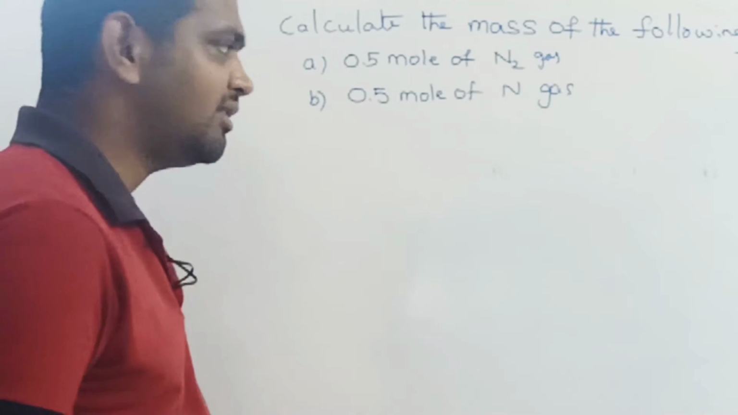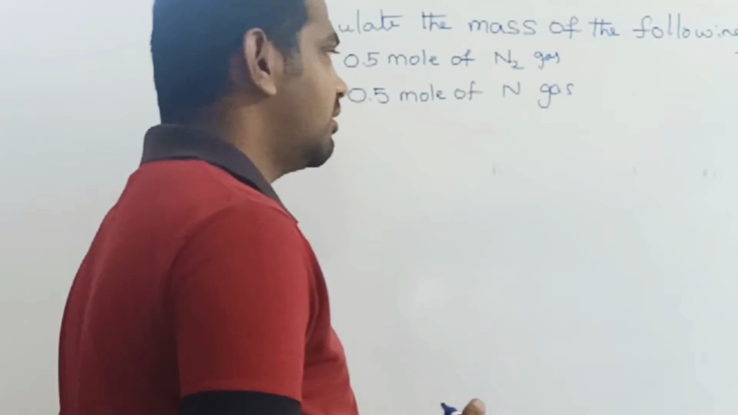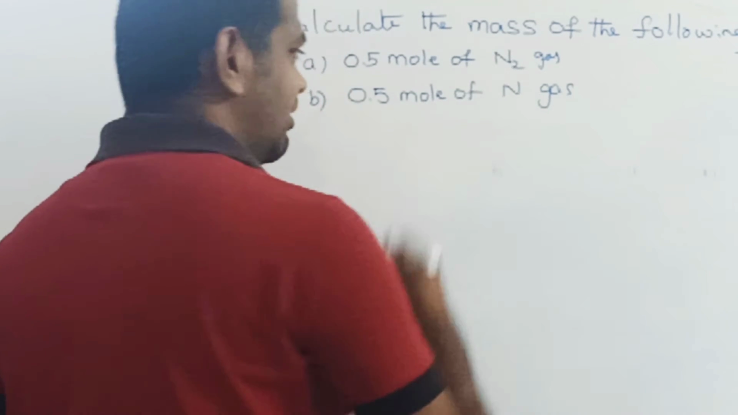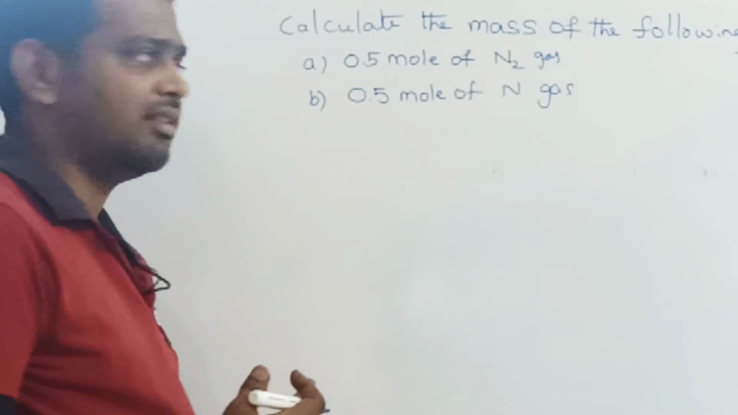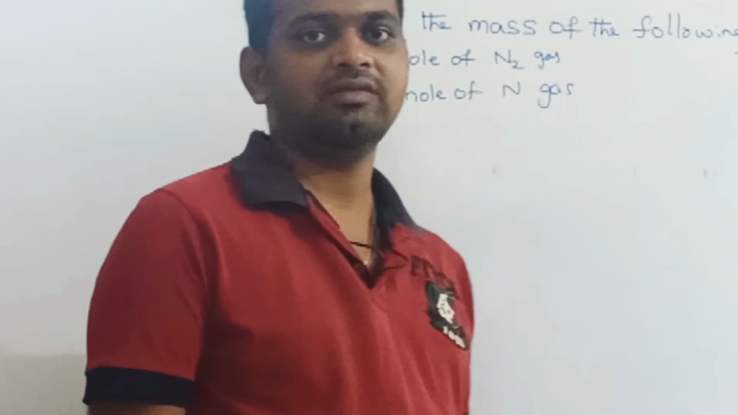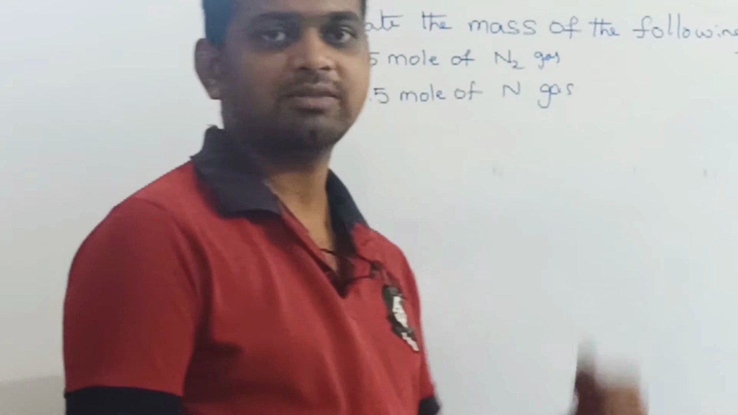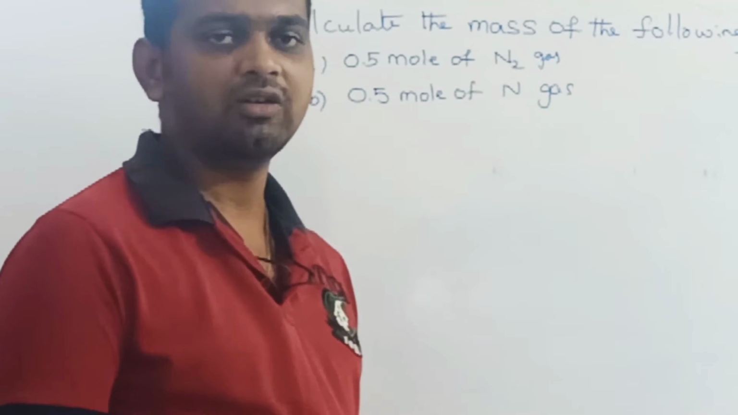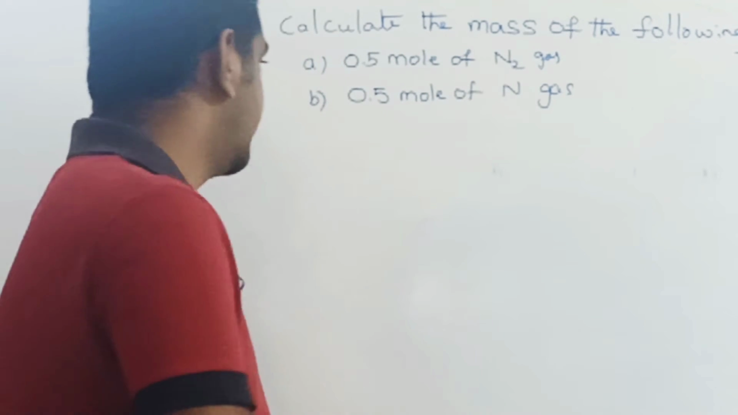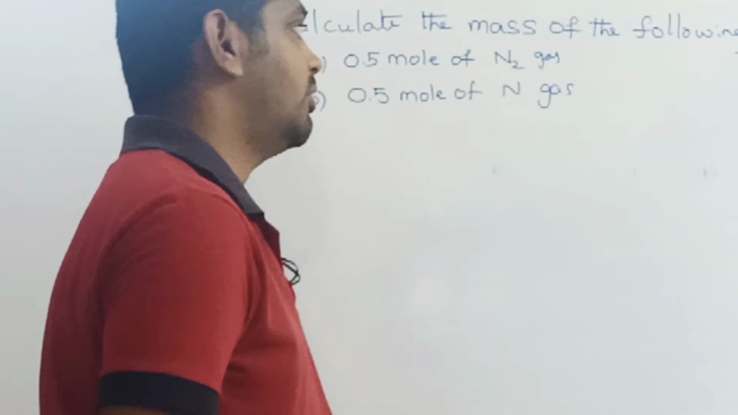To calculate this, you can use the formula method or the direct method. My suggestion is to calculate these kinds of problems without the formula. First I will explain using the formula, and then I will go on to the method without the formula. So what is the first question? 0.5 moles of N2 gas.